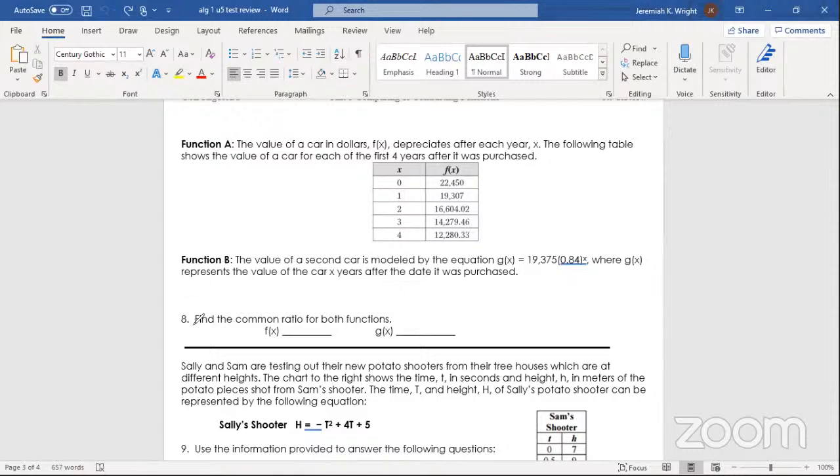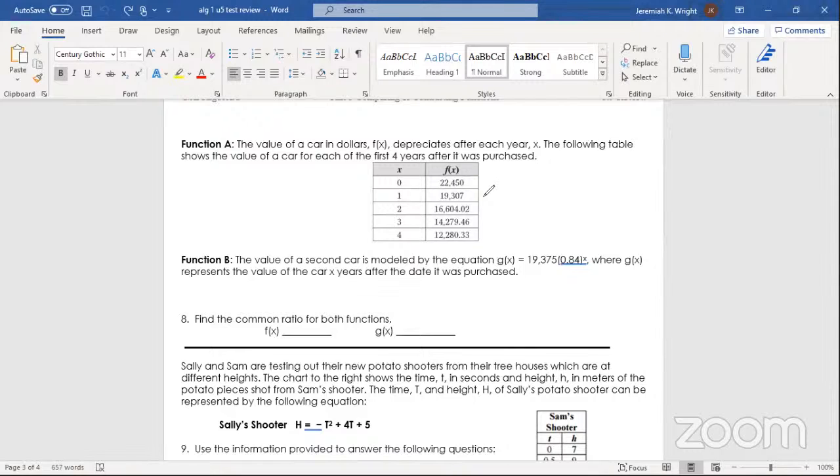So we're supposed to, it looks like, find the common ratio for both functions. So how do we find a common ratio? Do you remember what I told you? Well, you can either multiply or divide. Well, since I don't know what to multiply 22,450 by to get 19,307, I think I'm going to divide.